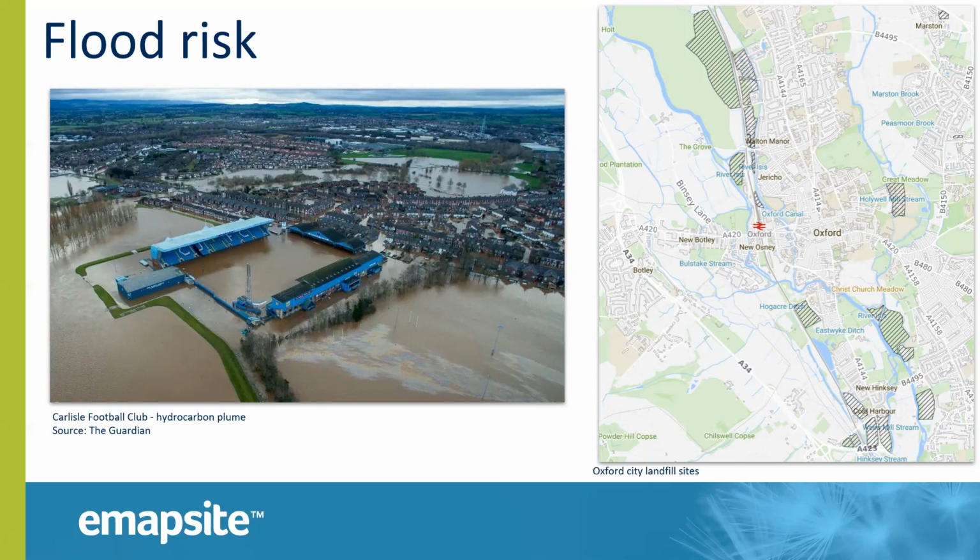And in the bottom right-hand corner, you can see a large hydrocarbon plume, which was likely caused by a fuel tank or a similar tank, possibly a tank which is located on site. Now, on the right-hand side, you can see an image of Oxford. It shows you a number of historical landfills located in very close proximity to the various watercourses within the city. And those two images demonstrate the importance of understanding where your contaminants could come from and how they can migrate as a result of flooding and flood waters.